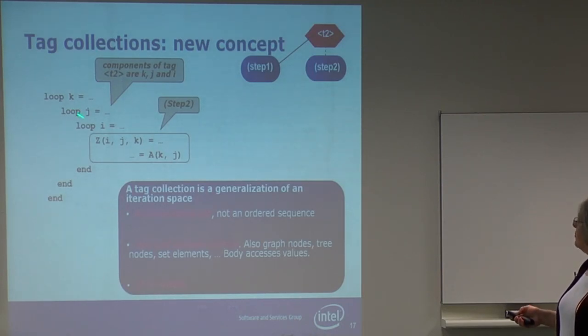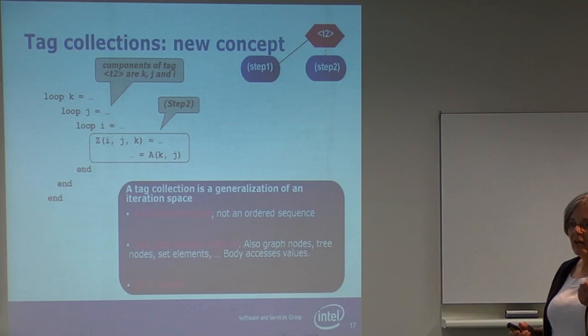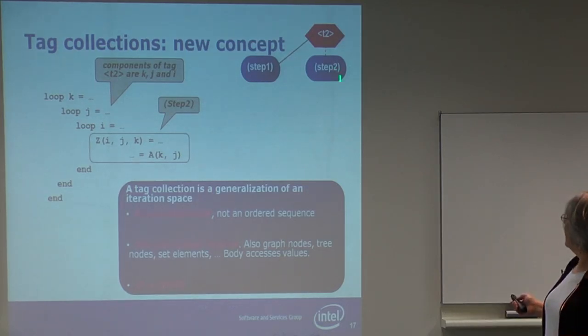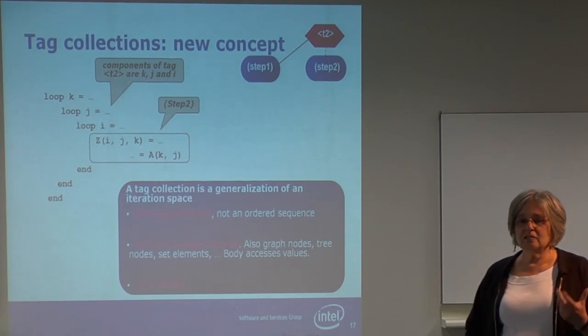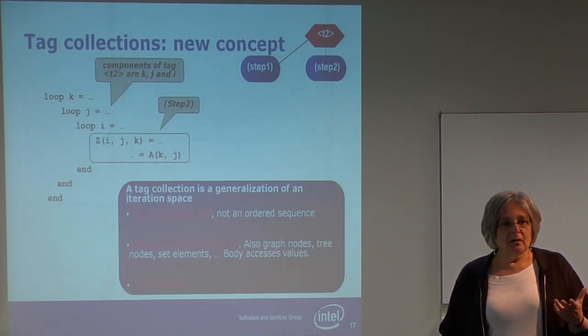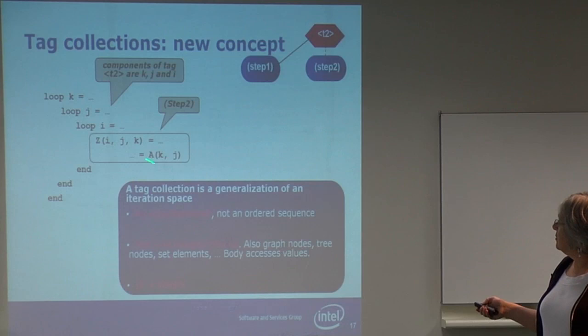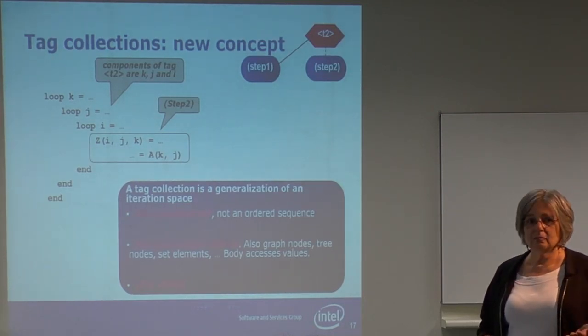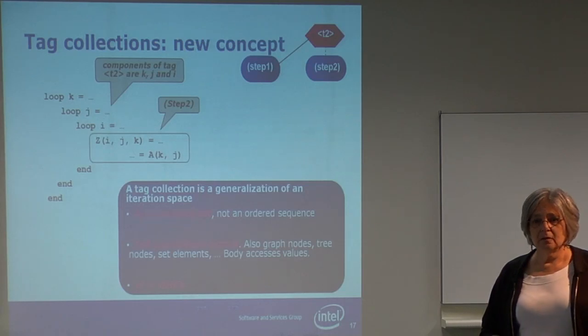So these things, I, J, and K, are the tag components. T2 is a tag with 3 components: a value for I, a value for J, and a value for K. And when step 2 executes, it has access to those values, in the same way that this loop body over here had access to the I, J, and K values. Okay?